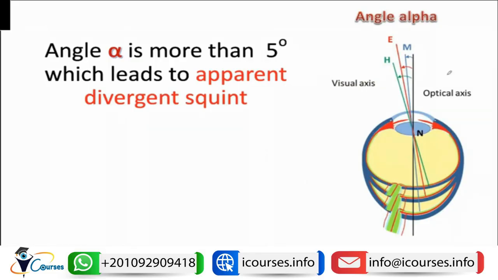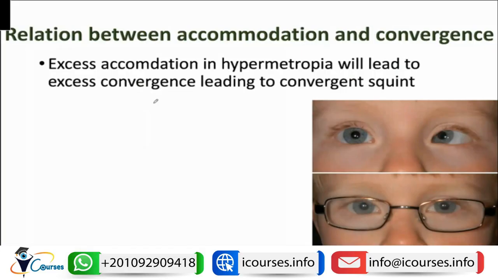Now, the changes that occur in the angle alpha. As we said, the angle alpha is more than 5 degrees, so the macula becomes more temporal, leading to a large angle alpha between the optical axis and the visual axis, so that the eye appears to have a divergent squint. However, although it has an apparent divergent squint, it can have a true convergent squint.